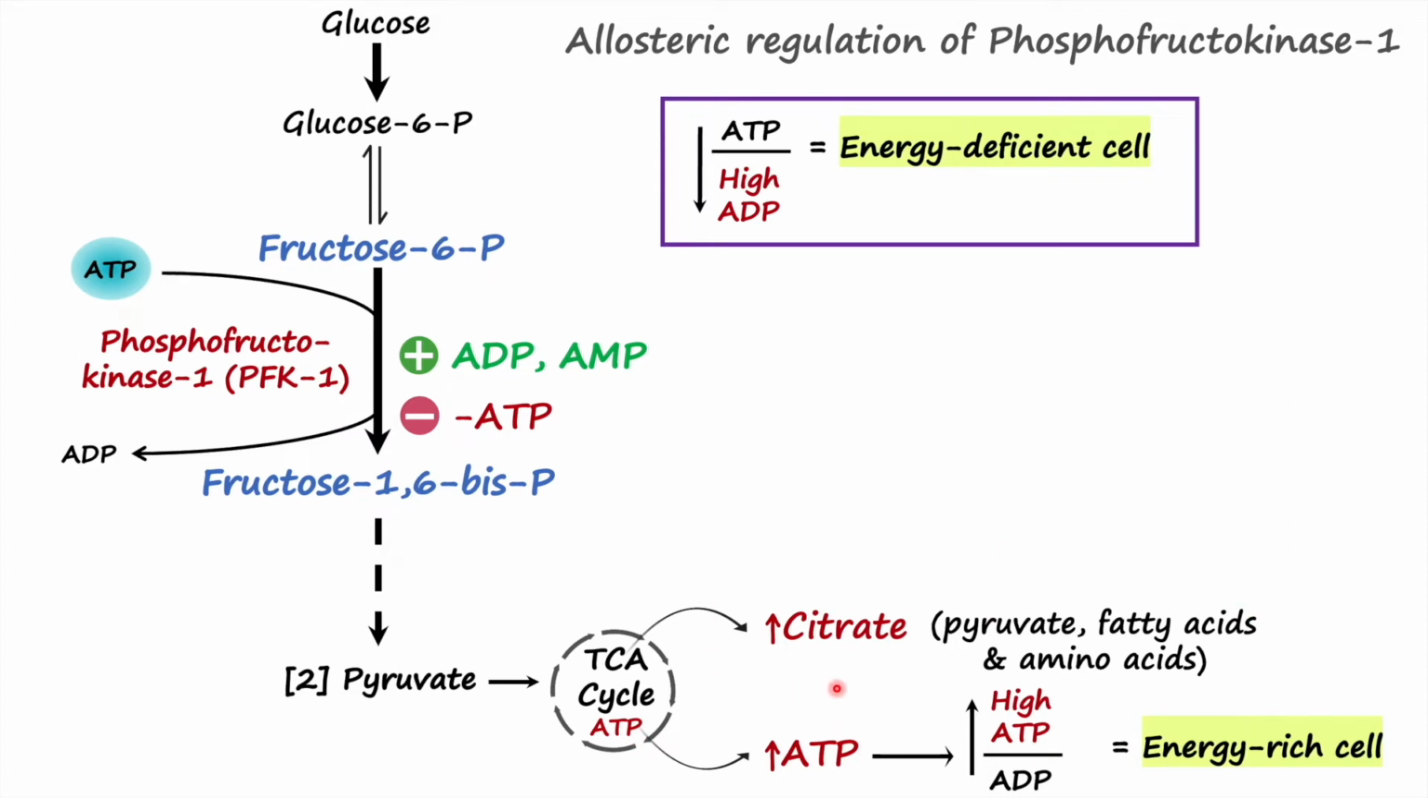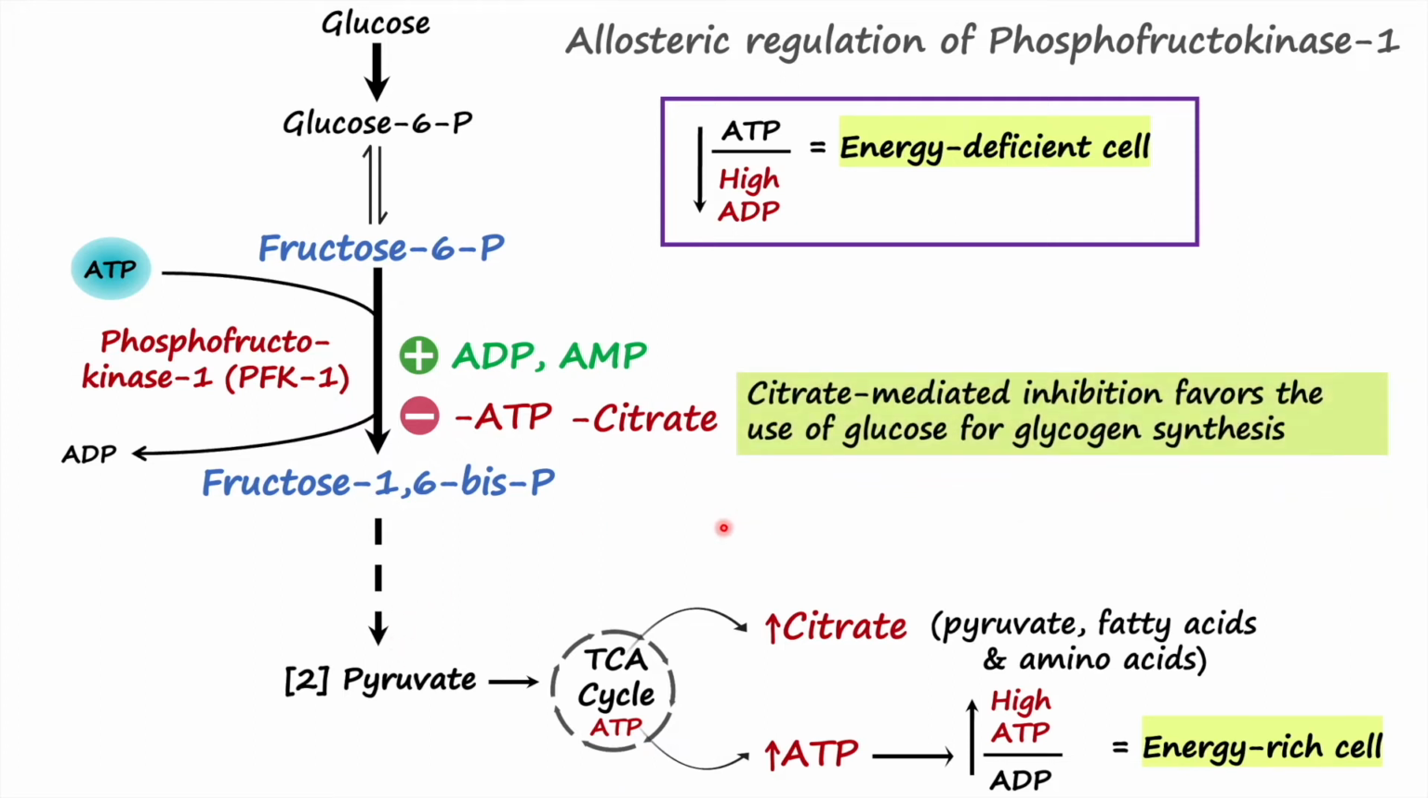An increase in the cytosolic citrate level serves as an intracellular signal which indicates that cells are meeting their current energy needs from oxidizing fats and amino acids. That means the accumulation of citrate is indirectly saying that the cell is already getting enough energy supply from oxidizing fats and proteins, so it does not need the glycolysis pathway to synthesize more ATP. Therefore, citrate allosterically inhibits the PFK1 enzyme to slow down the rate of glycolysis in the cell.